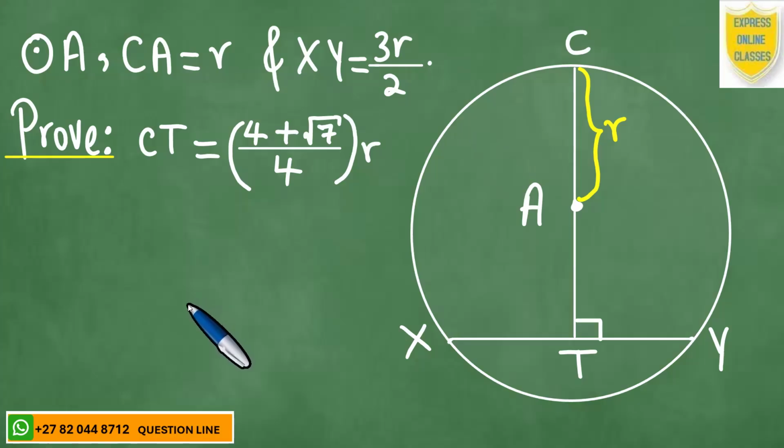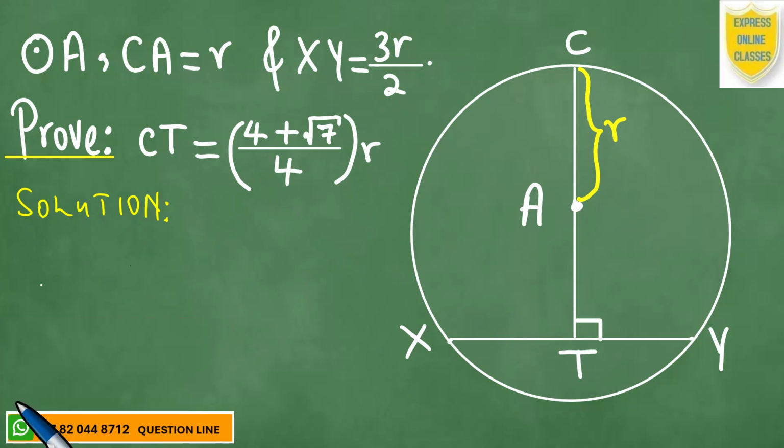In this lesson, we shall focus on this question here, which is a mathematics question, a part of what you call Euclidean geometry. We're given a circle with center A. We have the radius, which is CA, which is r units long. We have XY, which is 3r divided by 2. And so what we do is we present a solution to this particular question.